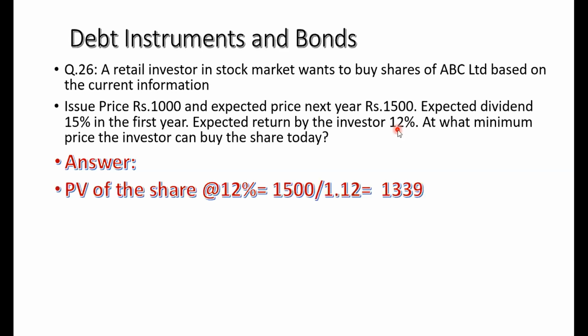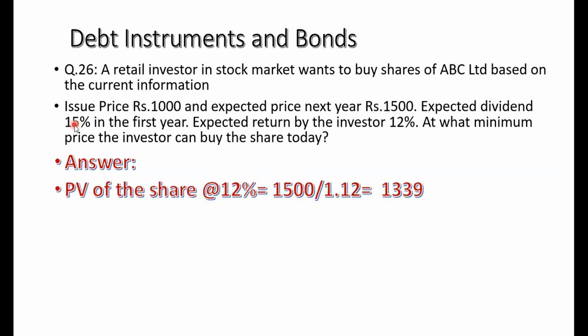Now you come to the answer. Now the present value you have to find out. The present value of 1,500, which you may get at the end of the first year. After 1 year, it may become 1,500. What is the present value? 1,500 divided by 1.12, that is 1 plus R, with R as 12%. He is expecting a minimum.